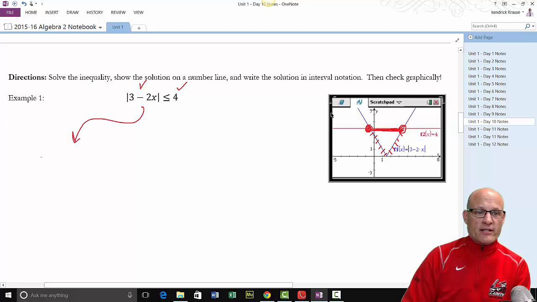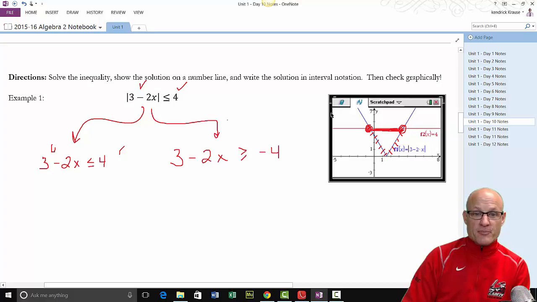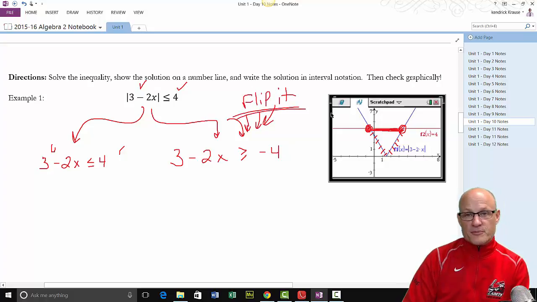Write the original. It's just like yesterday, except the pen's not working. There we go. 3 minus 2x less than or equal to 4. This is the original. Now this is where the big change happens. You're going to do everything pretty much the same as yesterday, negate the right side, but this sign has to flip. Flip it.